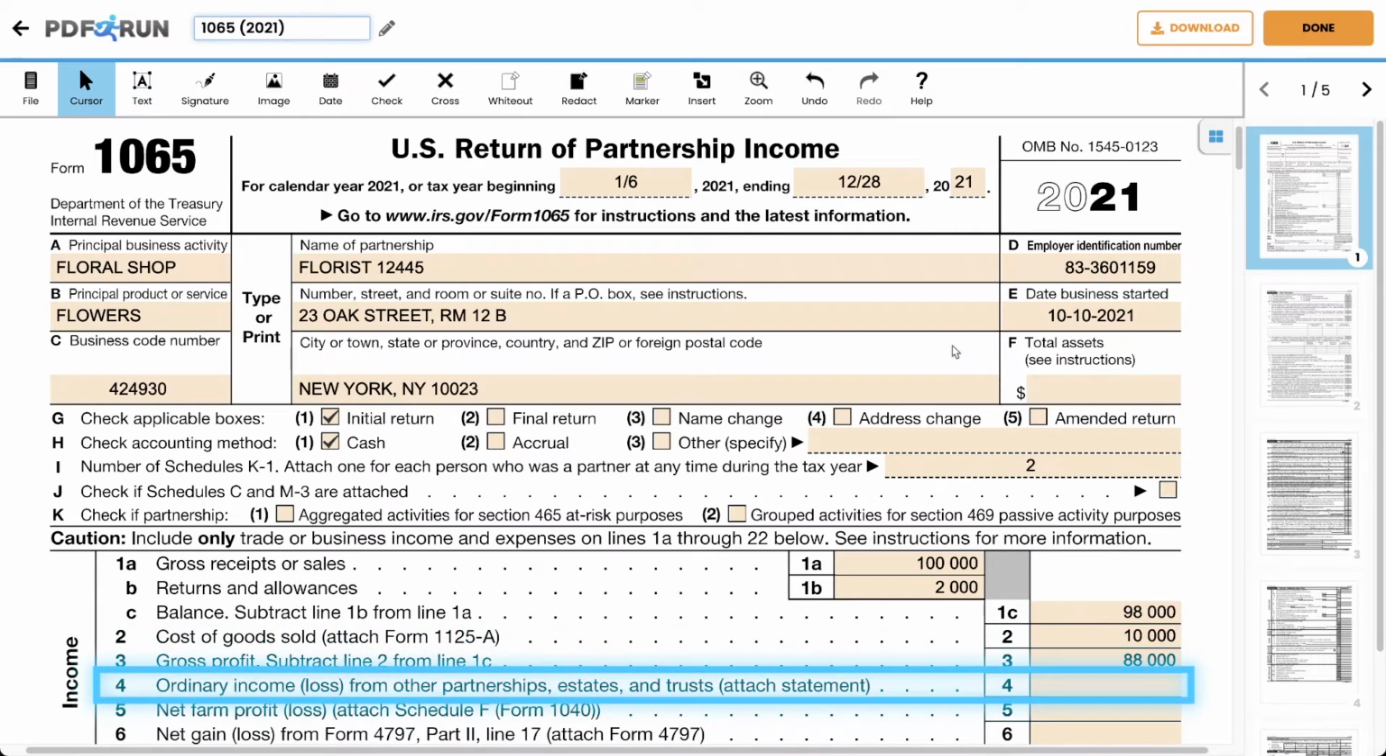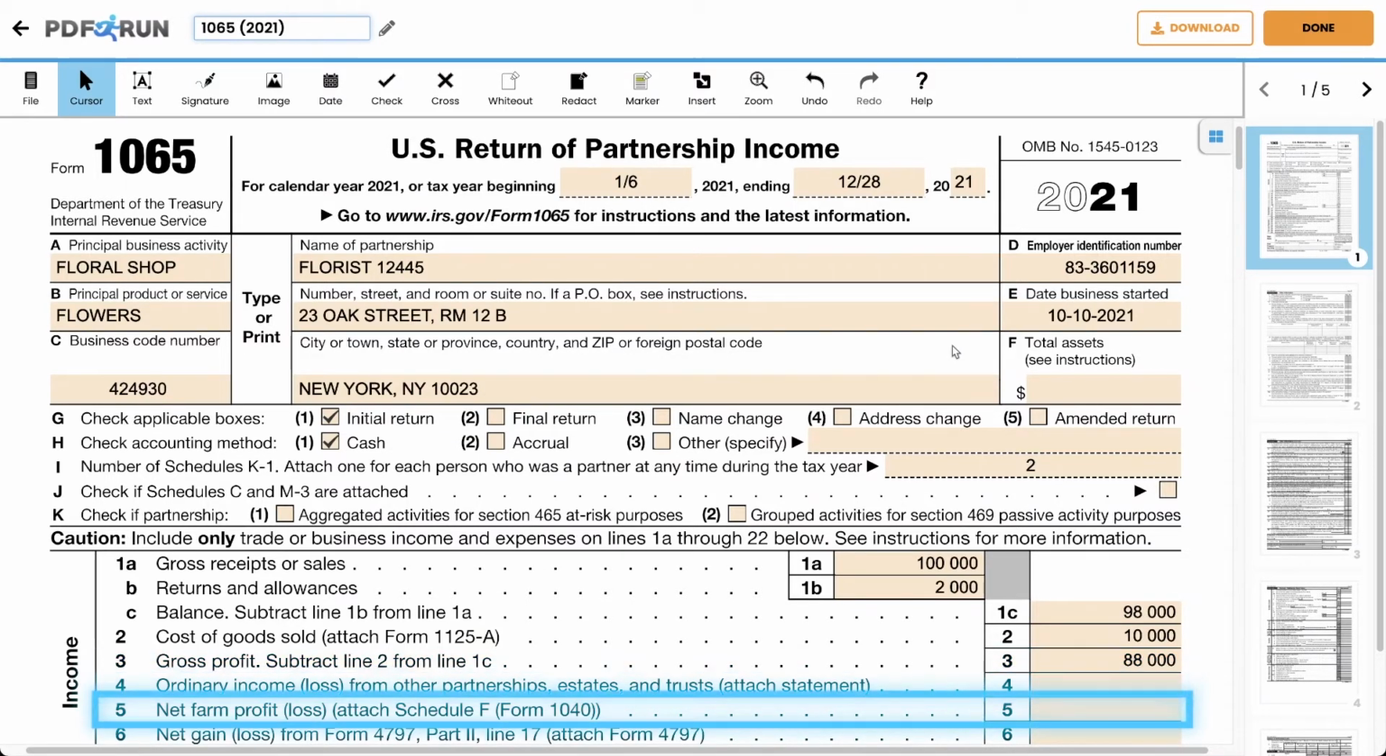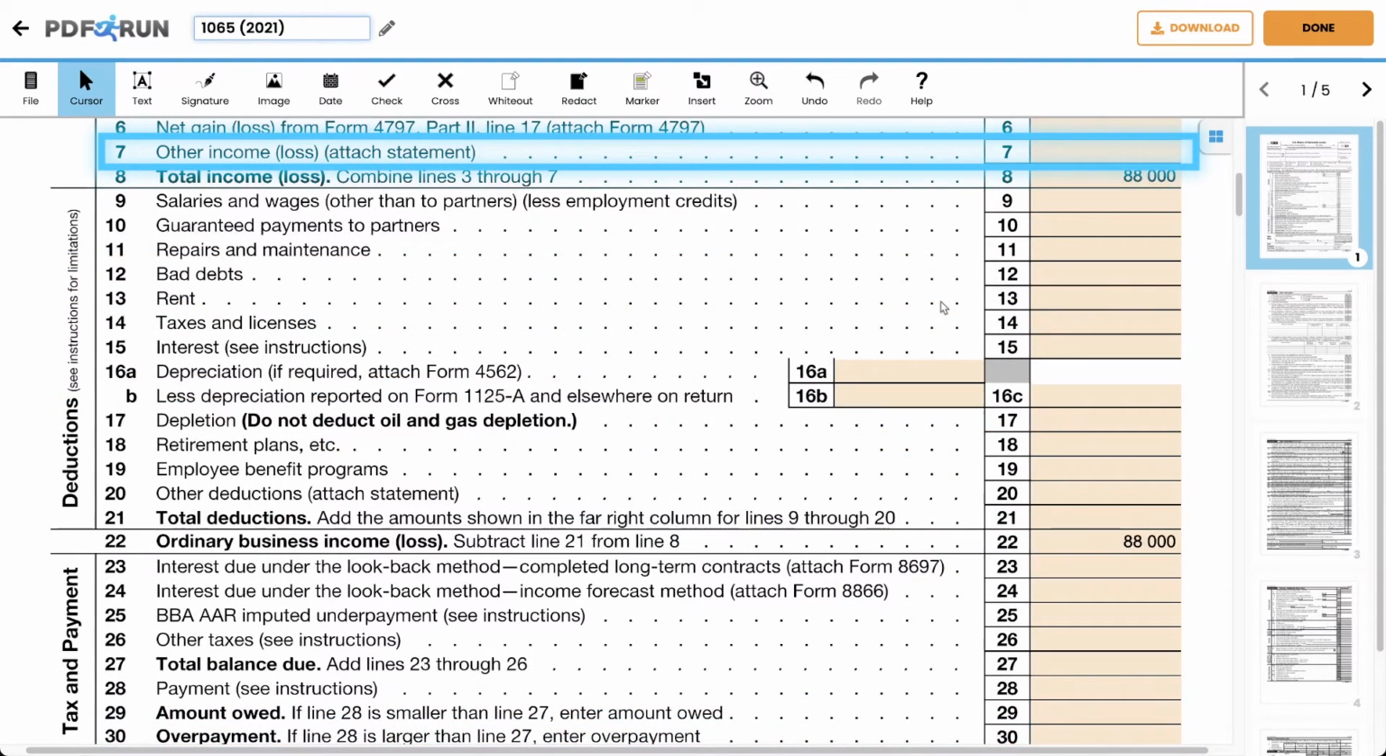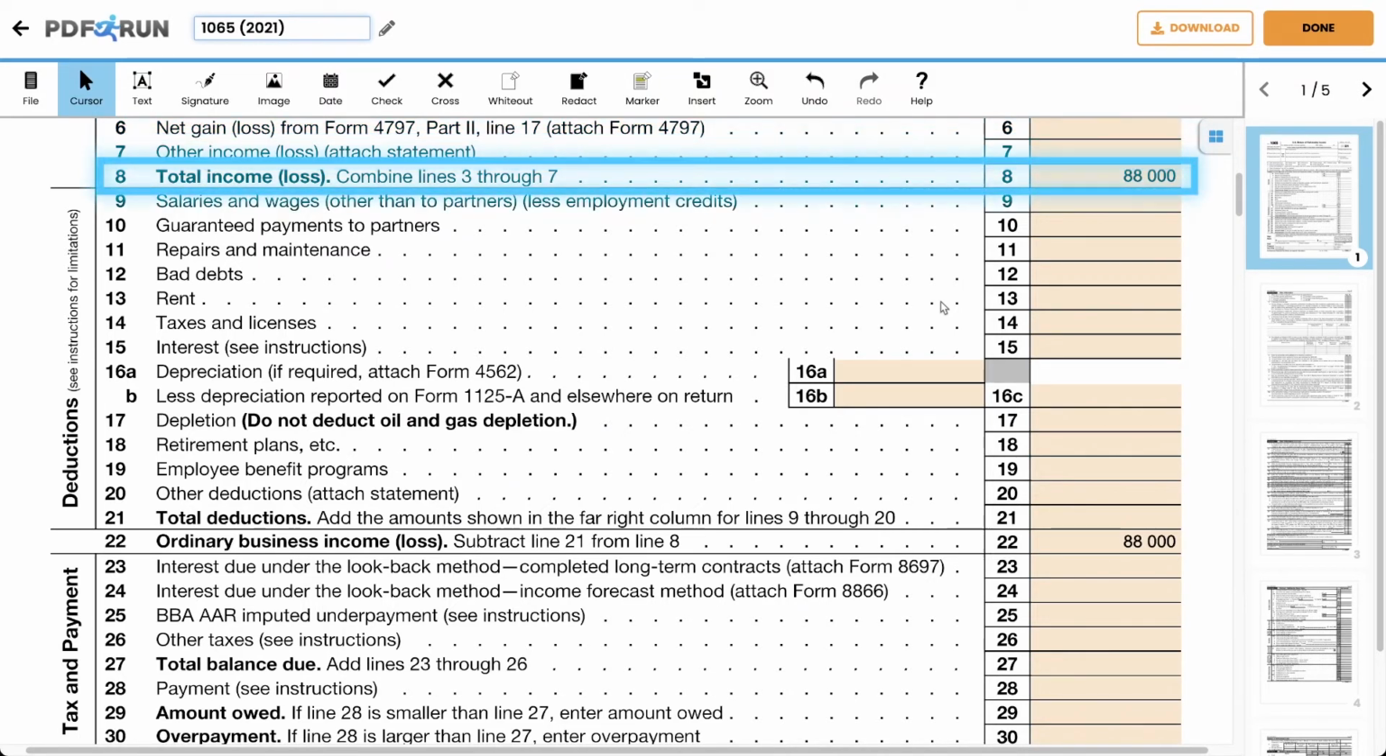Line 4. Enter the amount of ordinary income or losses from other partnerships, estates, and trusts and attach the relevant statements to this form. Line 5. Enter the net farm profit or loss and attach Schedule F, Form 1040, to this form. Line 6. Enter the net gain or loss as indicated on Form 4797, Part 2, Line 17, and attach Form 4797 to this form. Line 7. Enter any other income or loss and attach the relevant statements to this form. Line 8. Add lines 3 through 7 and enter the sum.